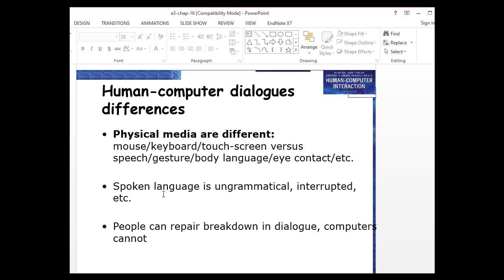The second bullet: spoken language is ungrammatical, interrupted. This is computer related, and here I have included that if the grammar is not correct, the computer will not understand properly. It will interrupt the dialogue or the communication. Last bullet: people can repair breakdown in dialogue, meaning if there is a mistake in grammar or anything else, a human can recover and reconstruct the language, but a computer cannot.